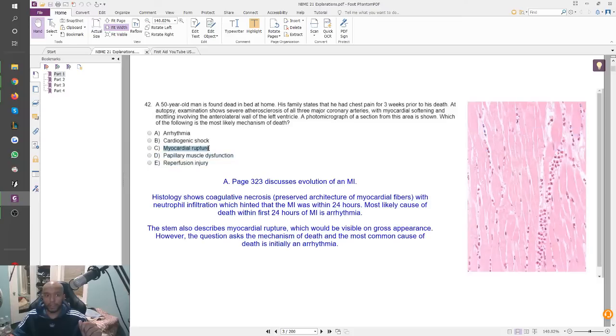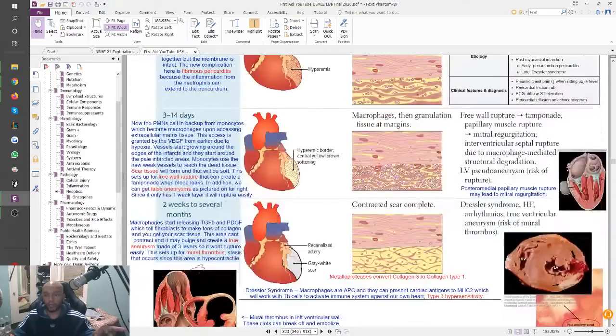These other things are other issues that are related to evolution of myocardial infarctions, right? You can have a cardiogenic shock. You can have myocardial rupture much later on. Myocardial rupture occurs much later on, right? We see right here, you could have a pseudoaneurysm, you could have a true ventricular aneurysm, and all these things occur because the wall just isn't good anymore. And depending on how the patient takes care of them, post-MI, right?